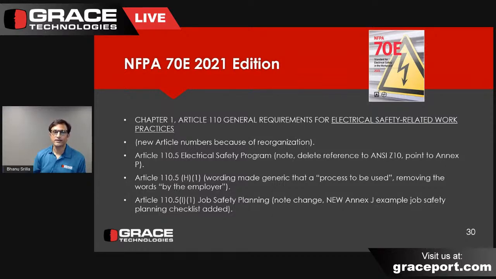So, yeah. Electrical safety program, 110.5, talks about it, and there were some minor modifications referring to Annex P for information on implementing a safety program. That's been called out, and also elements of the risk assessment procedure, which is 110.5(H). The electrical safety program shall include the risk assessment procedure, where they have these 2 additional things.